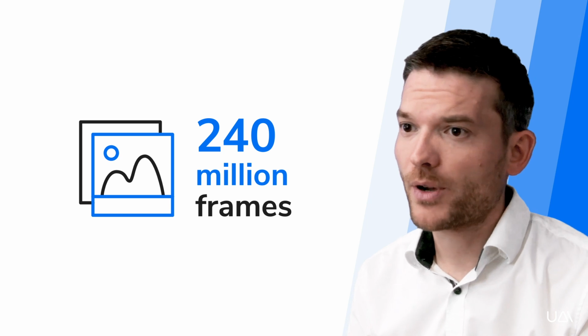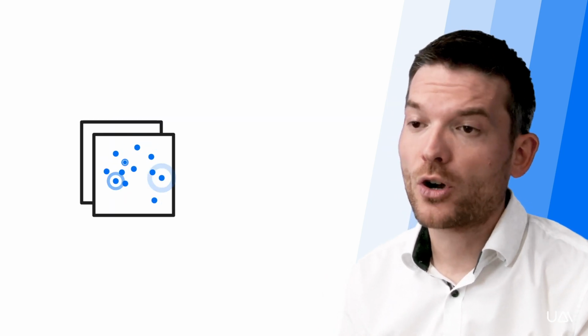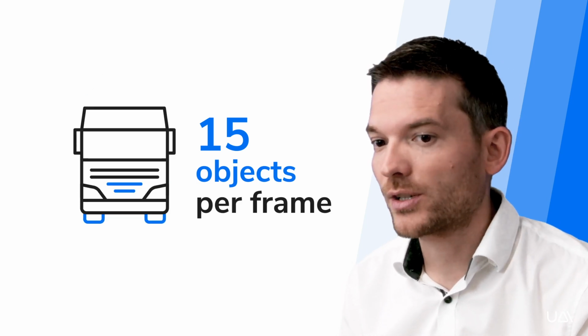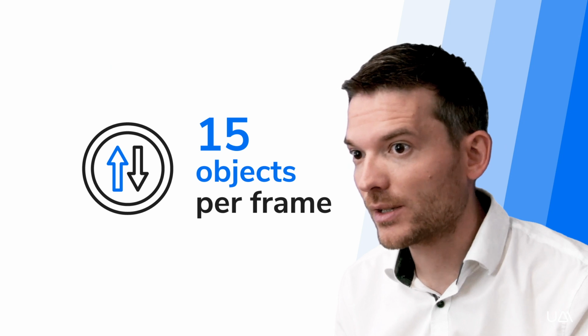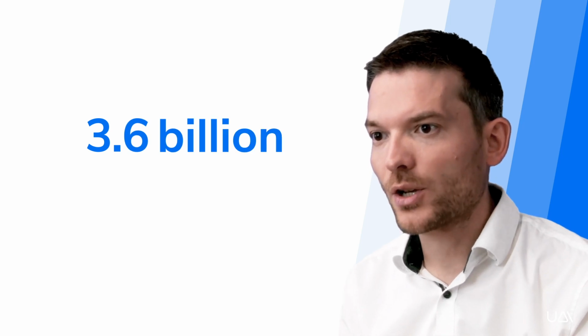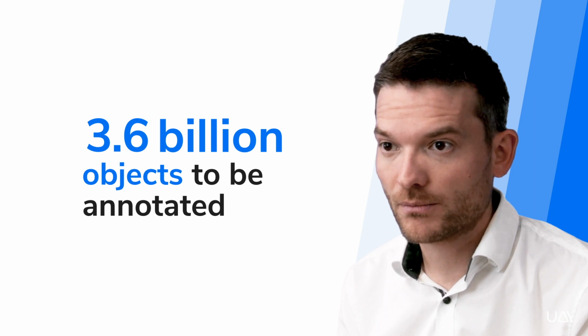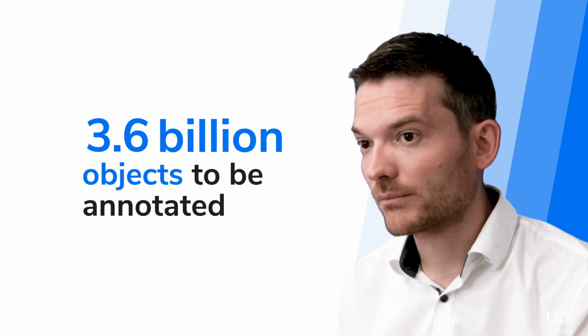But it's not only about the frames. On each frame, we have an average of 15 objects. Objects are cars, trucks, pedestrians, traffic signs. When we take these numbers, we end up with a whopping 3.6 billion objects to be annotated at quality. This is a lot.